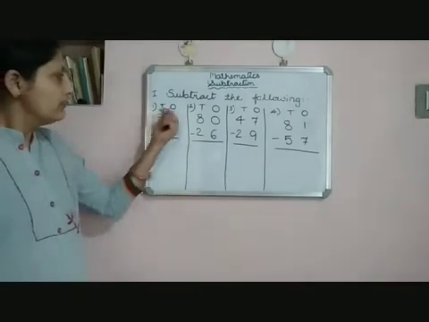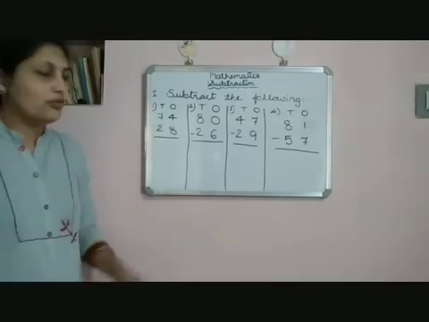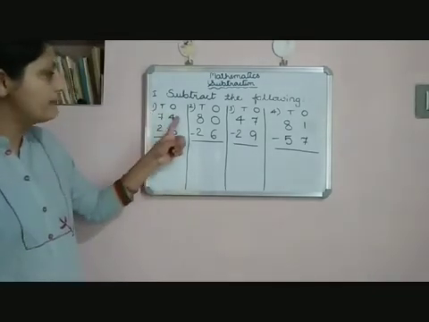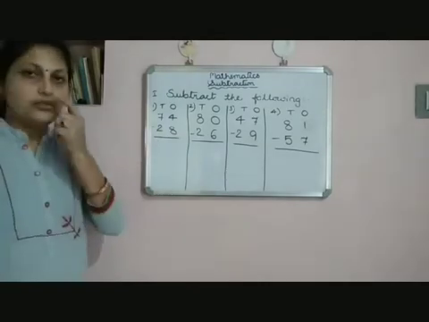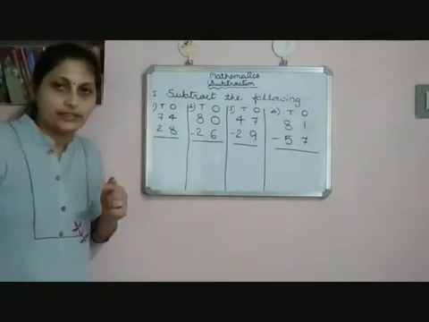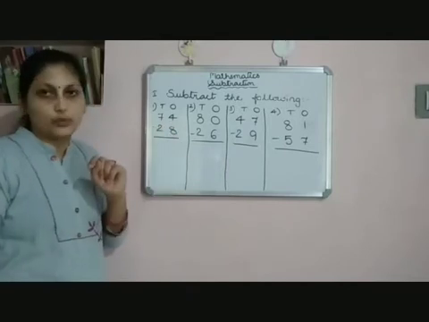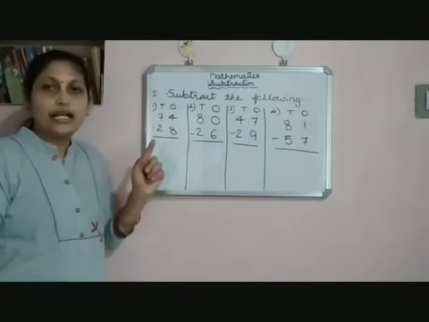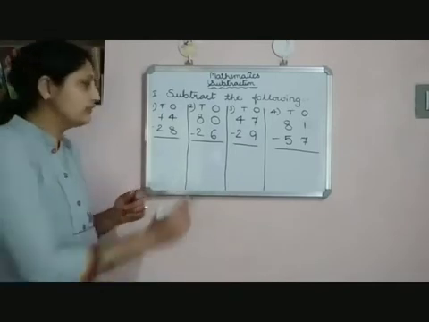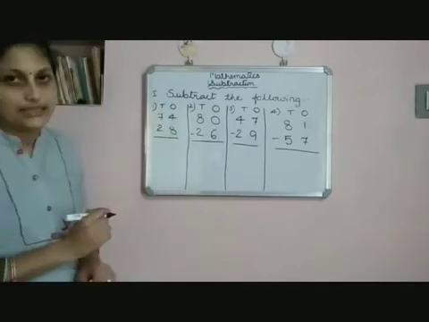So here first let us subtract the ones. So look at the ones column. You have 4 minus 8. So you know that 4 is smaller than 8, isn't it? We cannot remove 8 ones from 4 ones. So what we have learned? We have learned to take borrow from the tens column, isn't it?